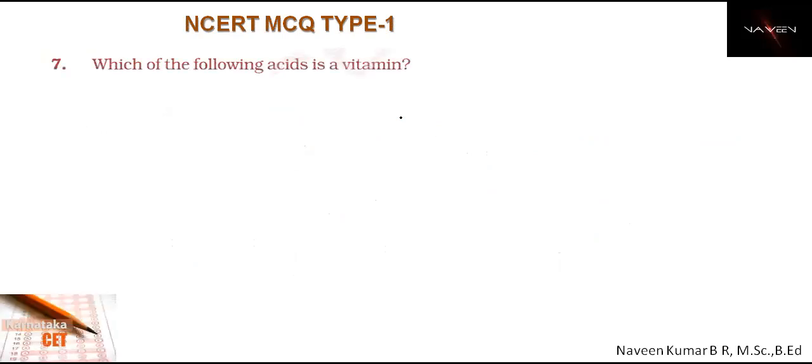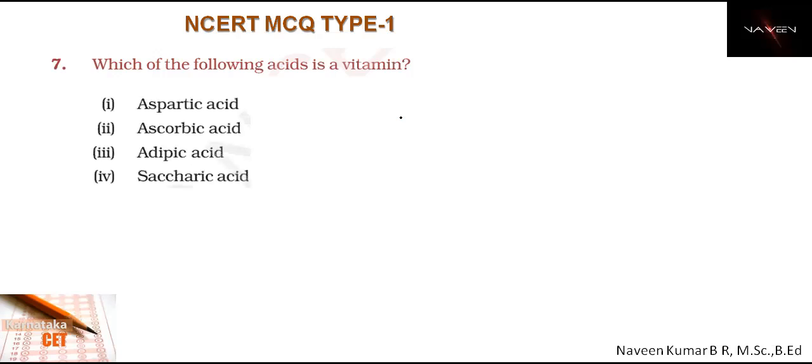We'll observe the next question. Which of the following acids is a vitamin? Here you can recall the chemical names. Aspartic acid is an amino acid. Ascorbic acid is the chemical name of vitamin C. Then adipic acid, saccharic acid. So ascorbic acid is the only acidic vitamin. The vitamin with acidic property can be related to ascorbic acid; the name itself gives the information. The correct answer is option 2.